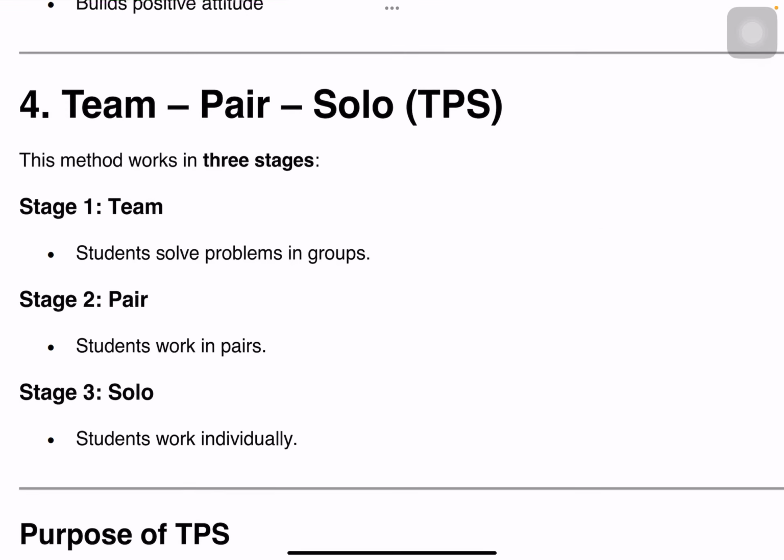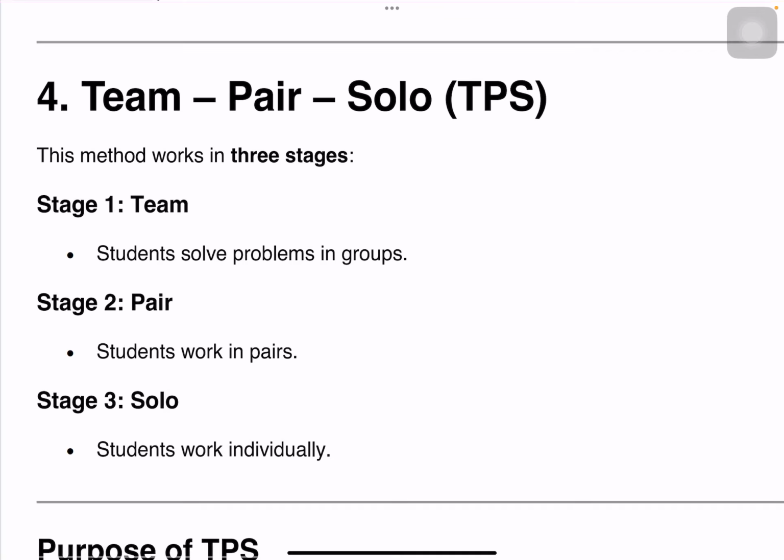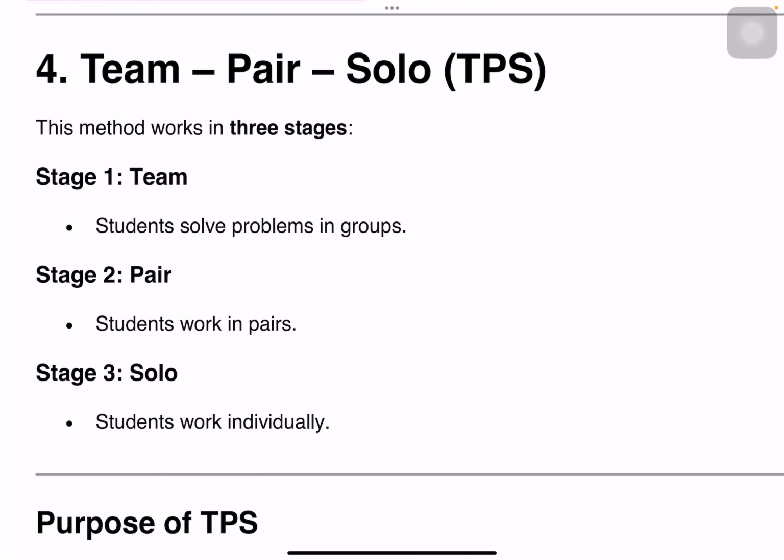Number 4 is team pair solo, TPS. This method works in 3 stages. Stage 1, team. Students solve problems in group. Stage 2, pair. Students work in pairs. Stage 3, solo.